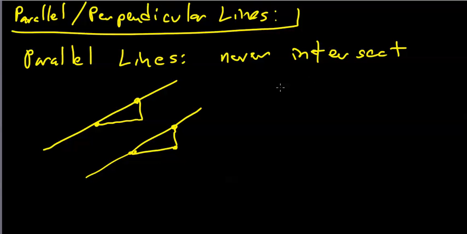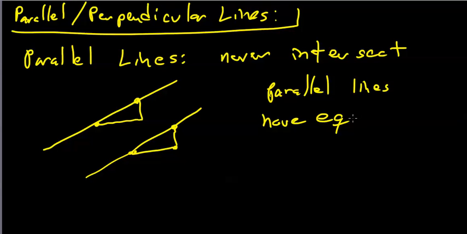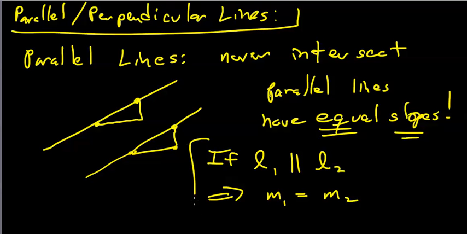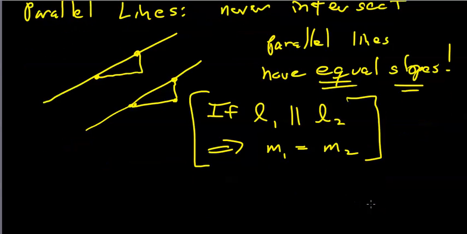So parallel lines have equal slopes. And I think most students grasp onto that pretty easily. I can turn that into kind of math jargon. If line 1 is parallel to line 2, that implies the slope of line 1 equals the slope of line 2. That's kind of summarizing it in concise math language.